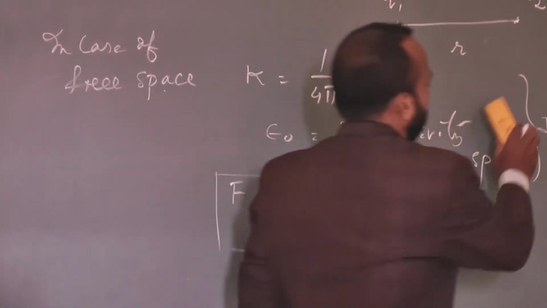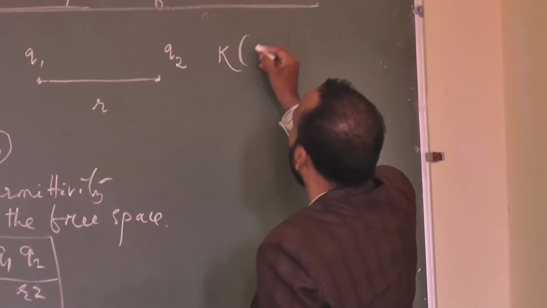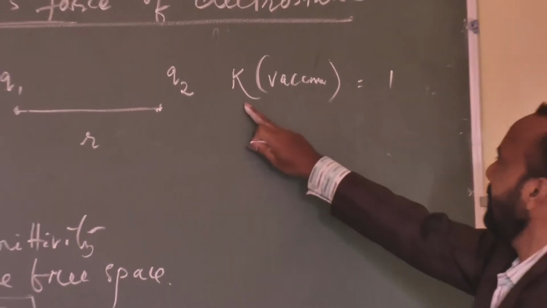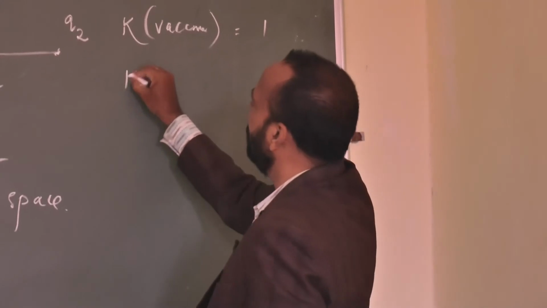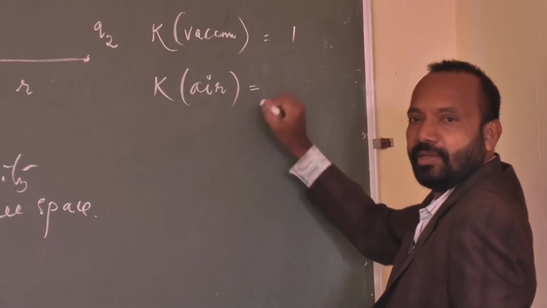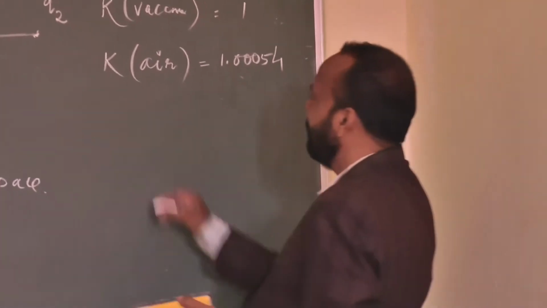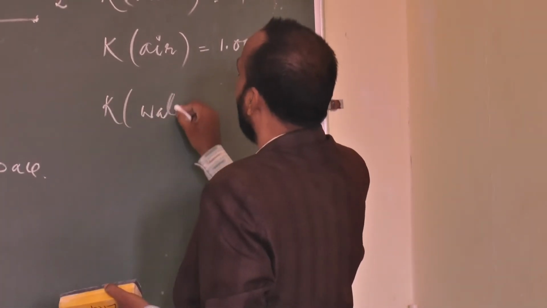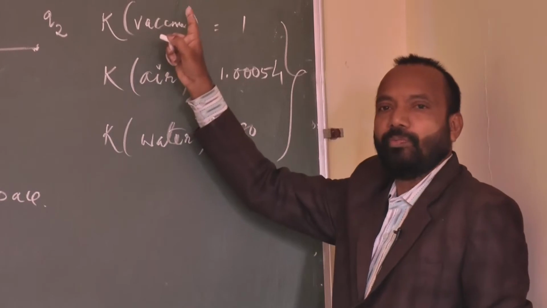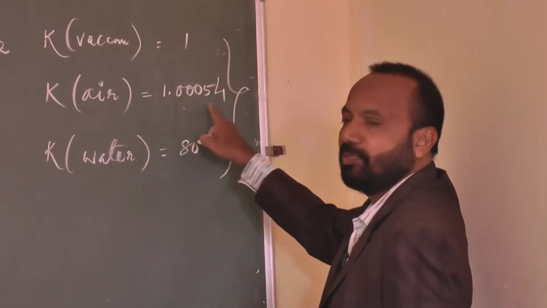So I can say the value of k for vacuum, as you know, is 1. The value of k in vacuum is equal to 1. The value of k in air is 1.00054. The value of k in water is equal to 80. So you have to remember this: k for vacuum is 1, for air 1.00054, and for water 80.